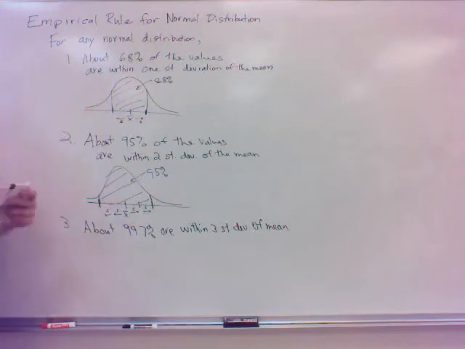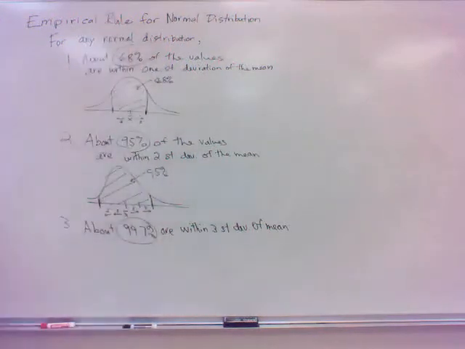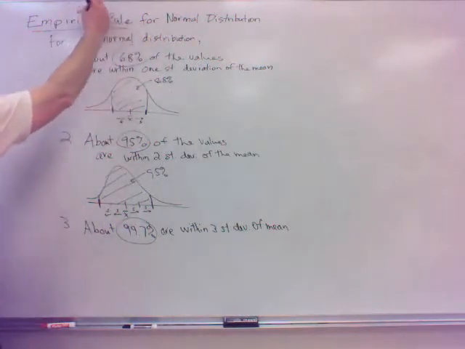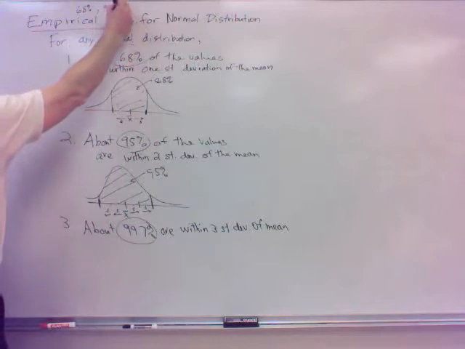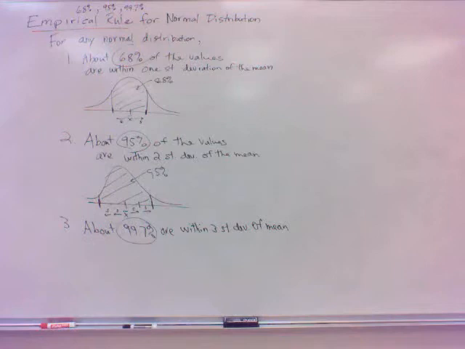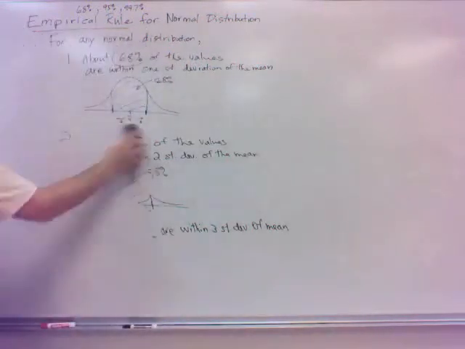All right. So let's look at how we're going to utilize this. So these are the three percentages basically to remember for a normal distribution, the empirical rule. It's called the empirical rule. Remember, 68 is within 1, 95% is within 2, and 99.7 is within 3. Okay? All right. So, how does that help us?